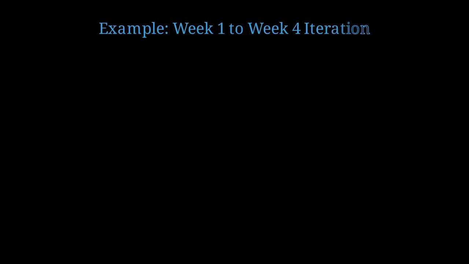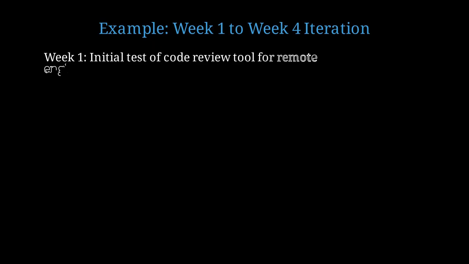Let me walk you through a real 4-week iteration example, showing how the loop compounds over time. Week 1. We test the AI code review tool for remote engineers aged 25 to 35. Landing page gets 450 visitors, 20 conversions. Conversion rate, 4.4%. This is below our 5% threshold. 4.4% is less than 5%. According to our pivot rule, we must pivot.